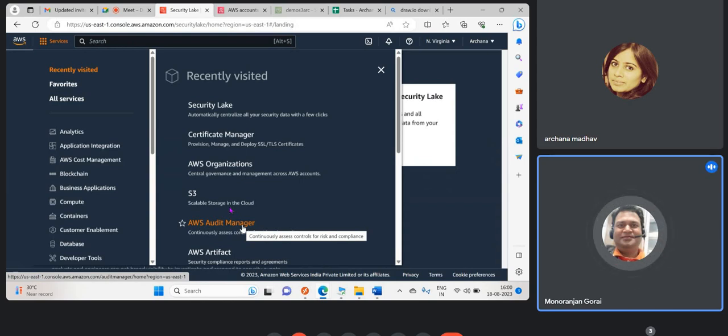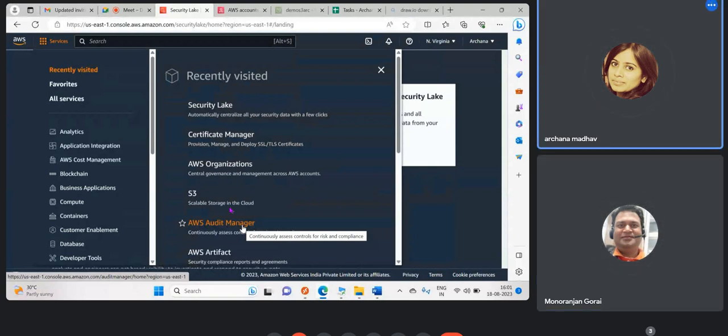But when you say Audit Manager, you are basically assessing or running your rules or audit principles on that set of data. Audit Manager will help you with the audit work. So Security Lake and Audit Manager are linked together.